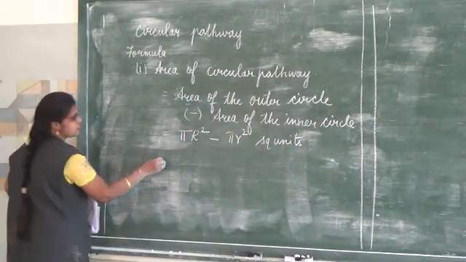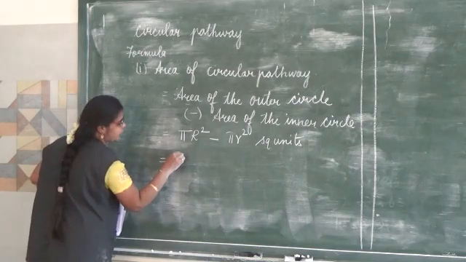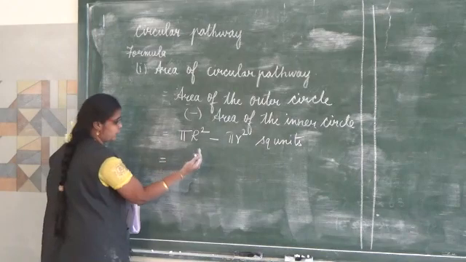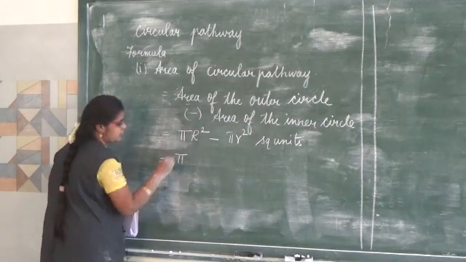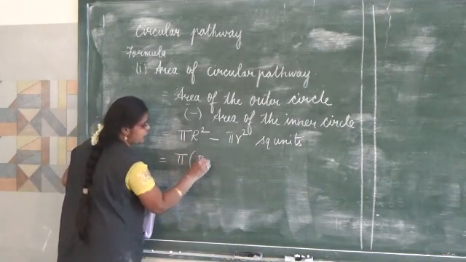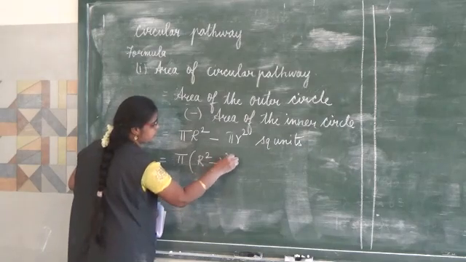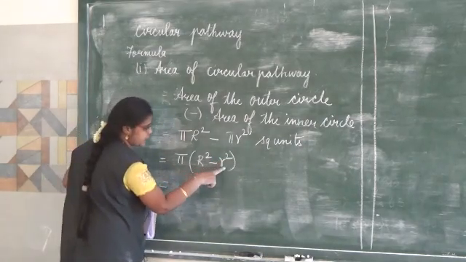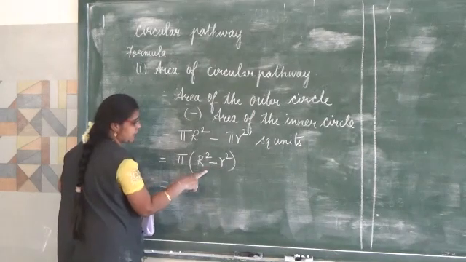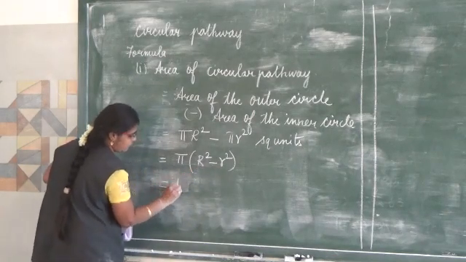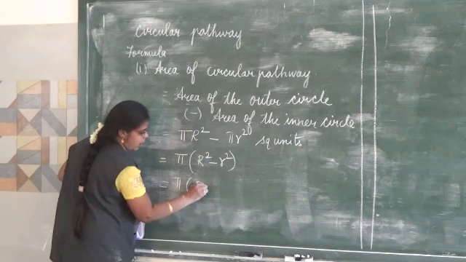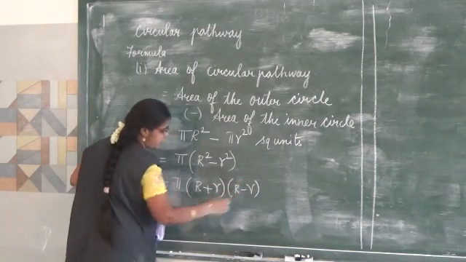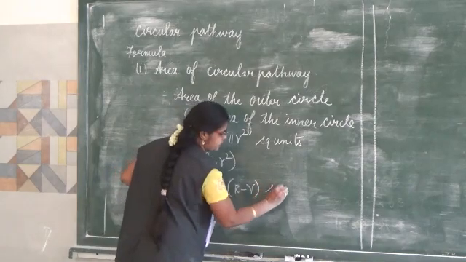So this is equal to, the value of pi is common on both sides, so we are going to take the pi outside: pi of r square minus r square. This R square minus r square is nothing but pi into R plus r into R minus r square units.